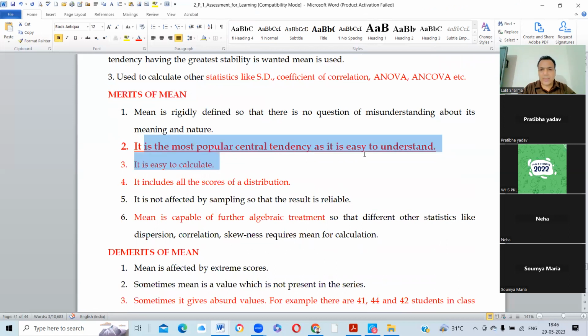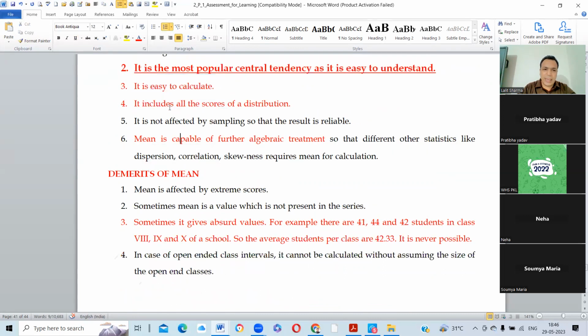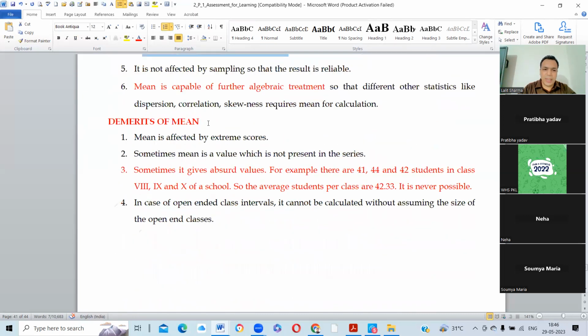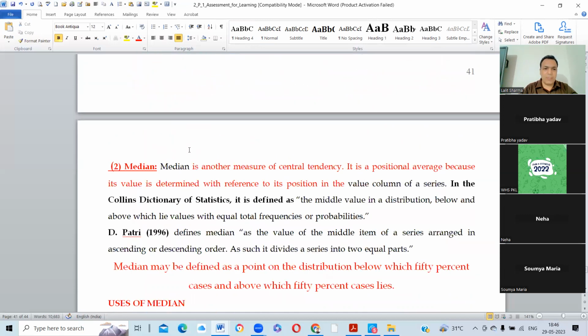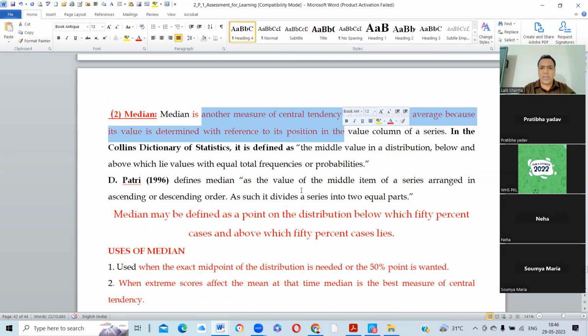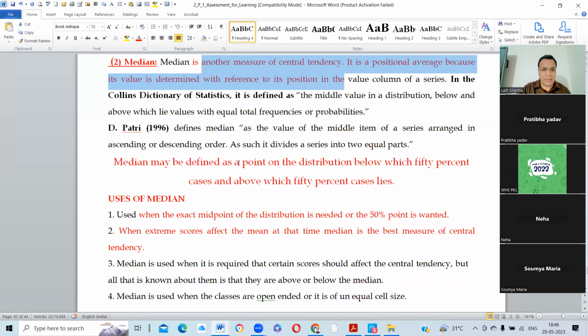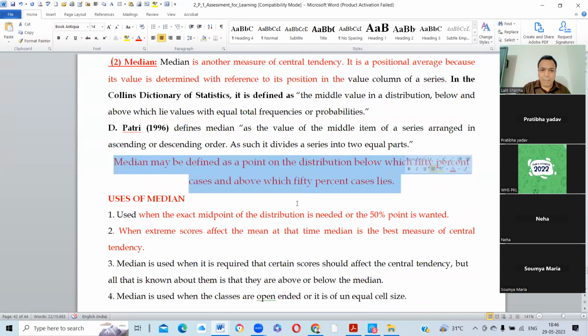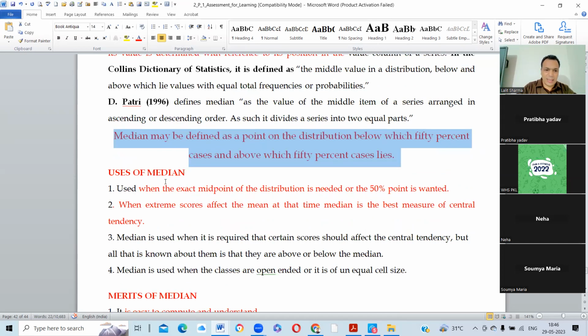Mean is the most popular central tendency as it is easy to understand, easy to calculate. Okay, it includes all scores of a distribution. Right, you can see its demerits also. Now comes the median. Median is another measure of central tendency. It is a positional average because its value is determined with reference to its position. The important point under the median is that median is defined as a point on the distribution below which 50% cases and above which 50% cases lie.